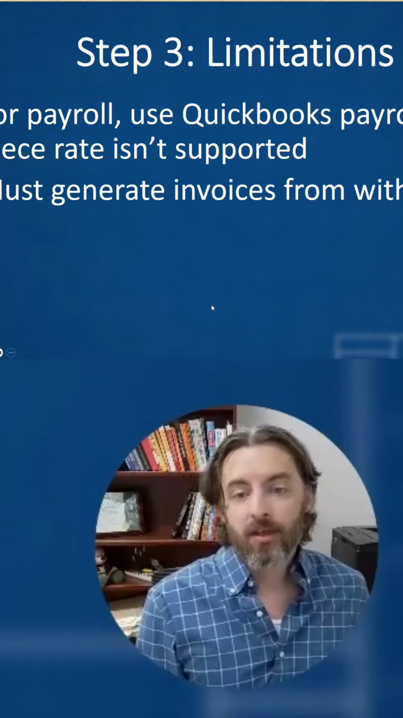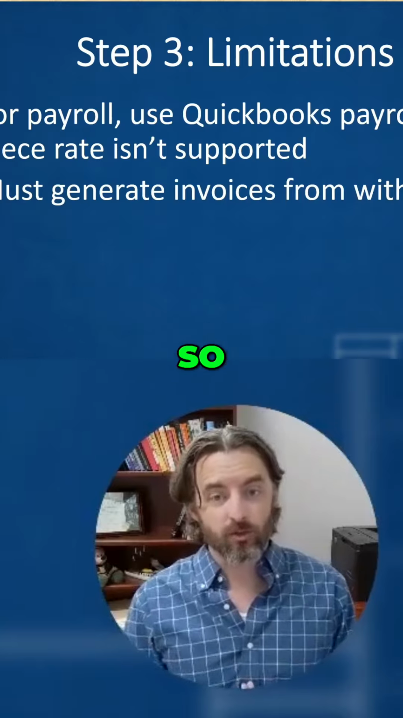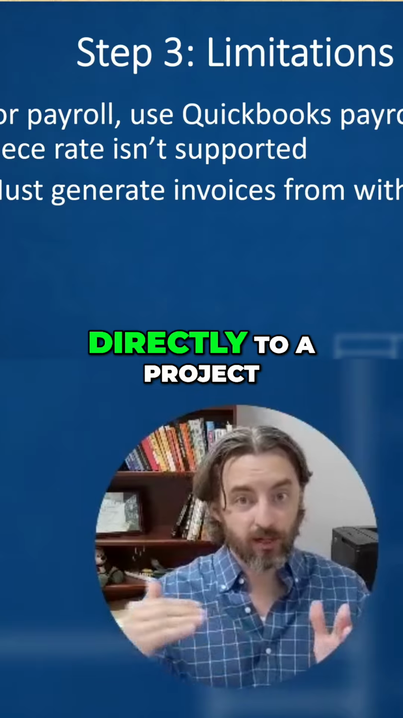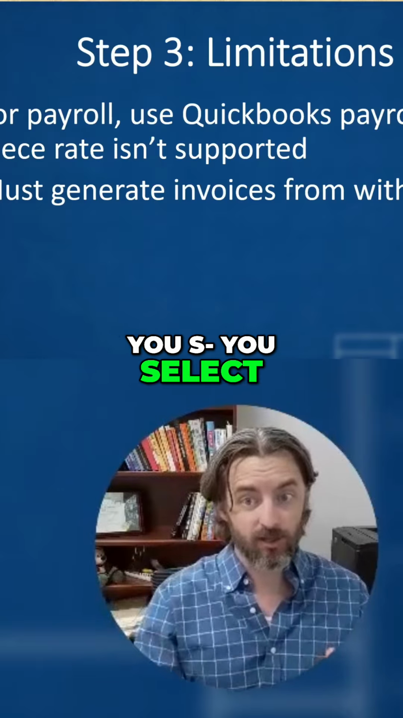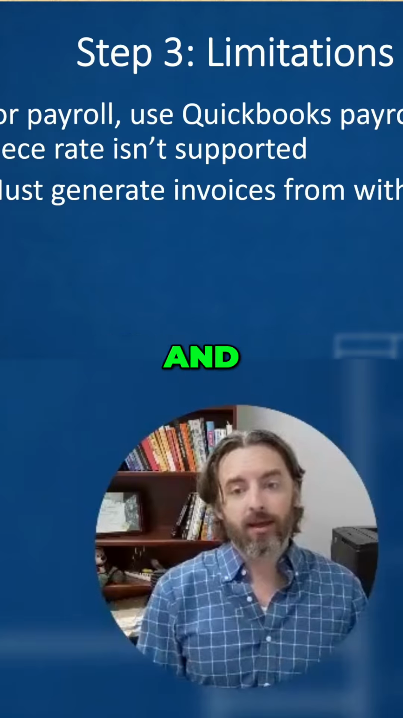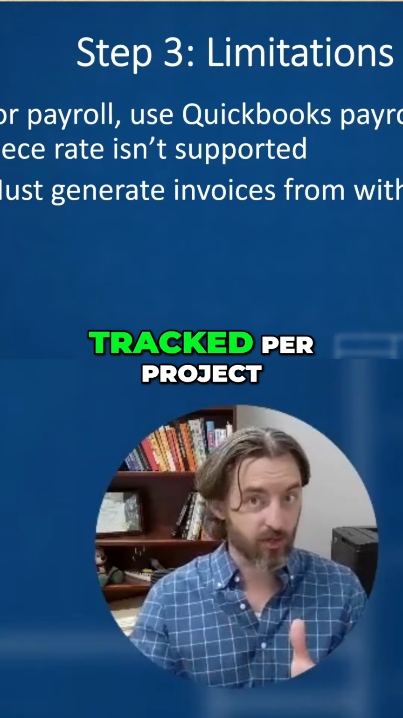The other thing is that you must generate invoices from within QuickBooks Online as well. So when you generate an invoice, you can tie it directly to a project. There'll be a column on the right-hand side within the invoice, and you select which project it's for. And that's important because that's how the revenue gets tracked per project.